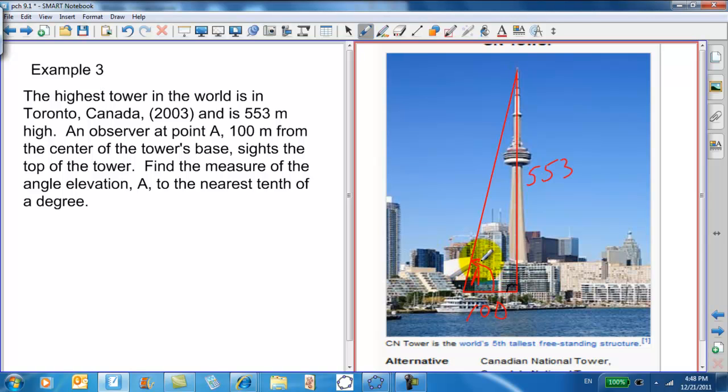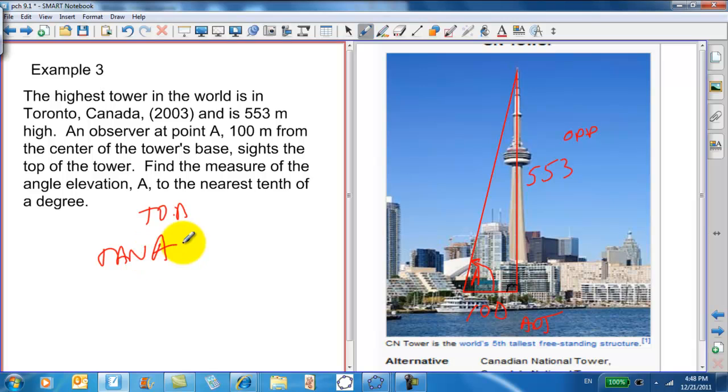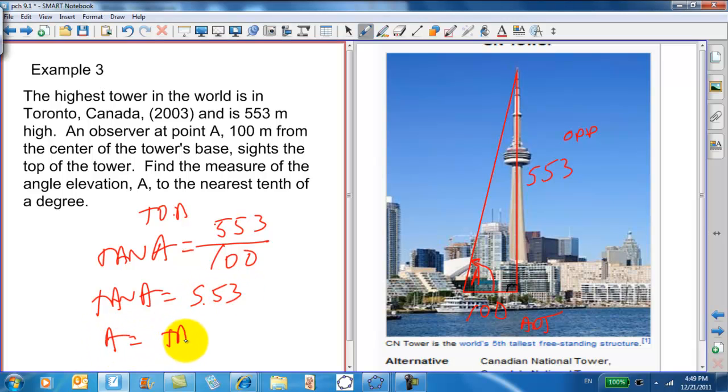Angle of elevation. So in this triangle, we can see that this is clearly the opposite side and this is the adjacent side to the angle. So SOH CAH TOA, tangent. Tangent of angle A equals the opposite side 553 over the adjacent side 100. So we get the tangent of A equals 5.53, and we do the inverse tangent of 5.53 to get our angle. And it says find the nearest tenth of a degree.